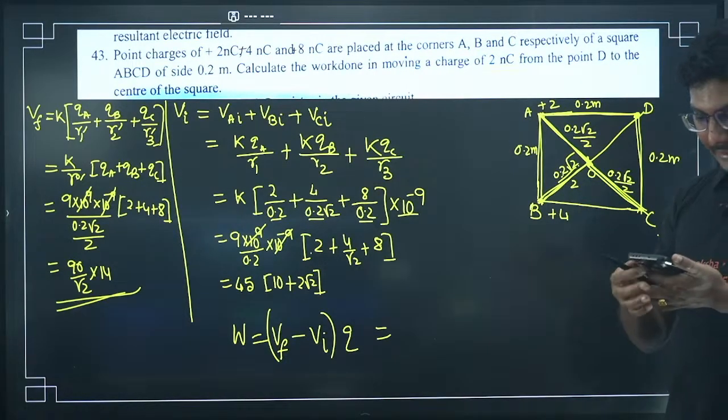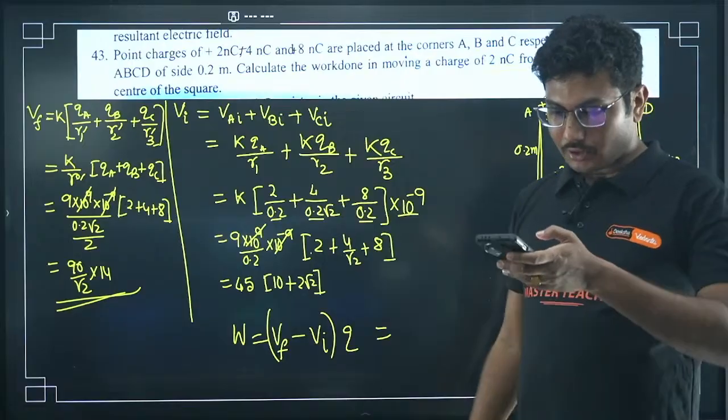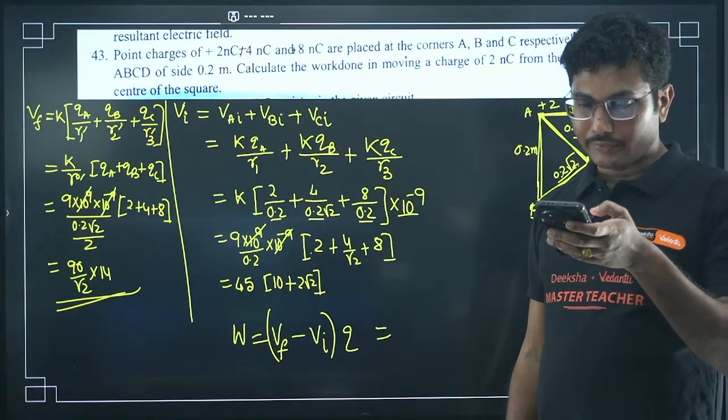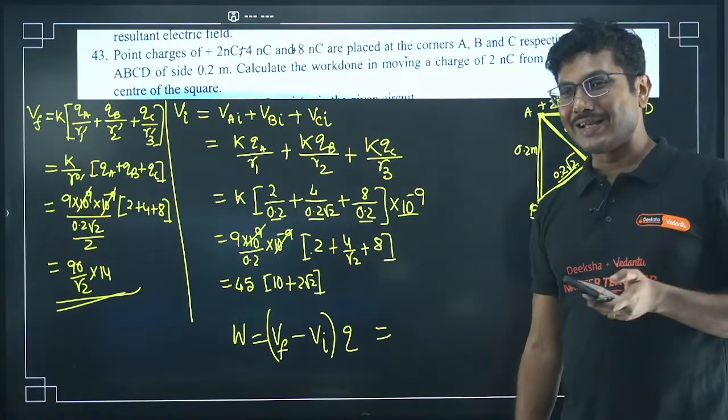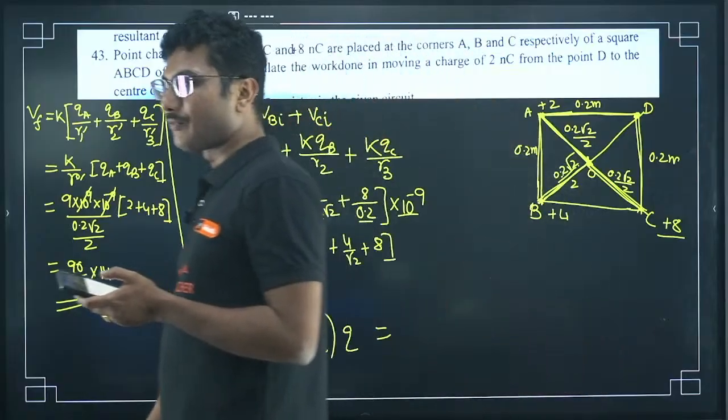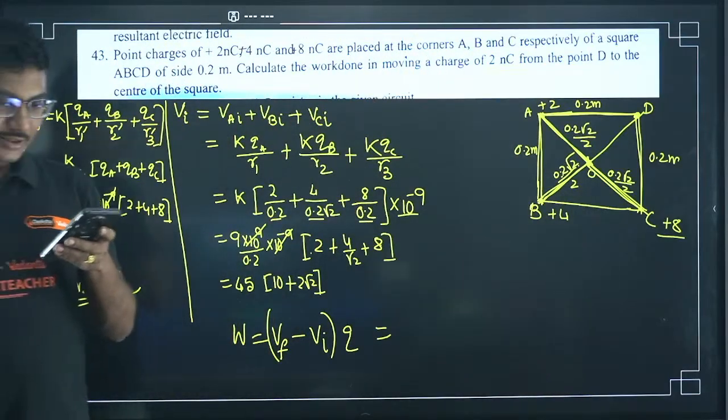Sir, will we get grace marks for the 42nd question because it is not mentioned where to find the electric field? No, Vishnu, no. It is very clear, only one point where you can find the electric field actually.